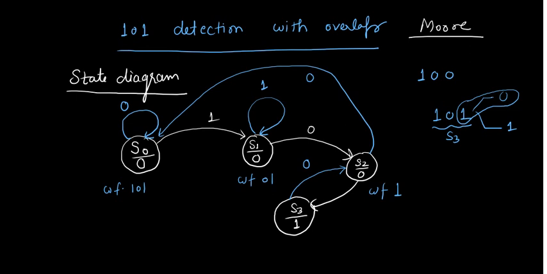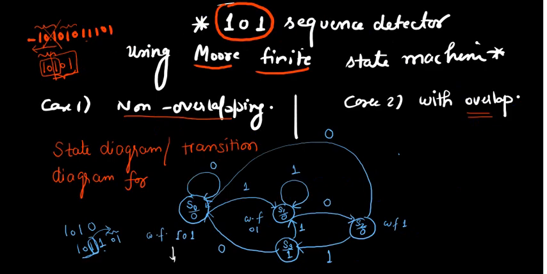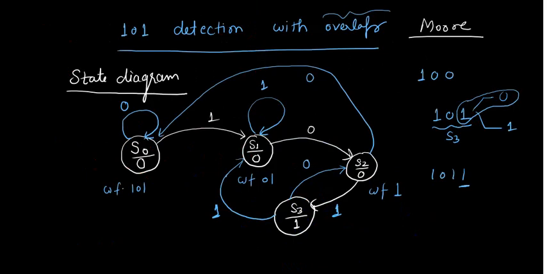Right? Next, if you are in state S3 and 1 arrives, it means you have received 1011. So you have received a single 1, and you are waiting for 01. So this is the state diagram corresponding to the overlapping case. So this is the minute difference. If you can see, there are only two, this one and this one.